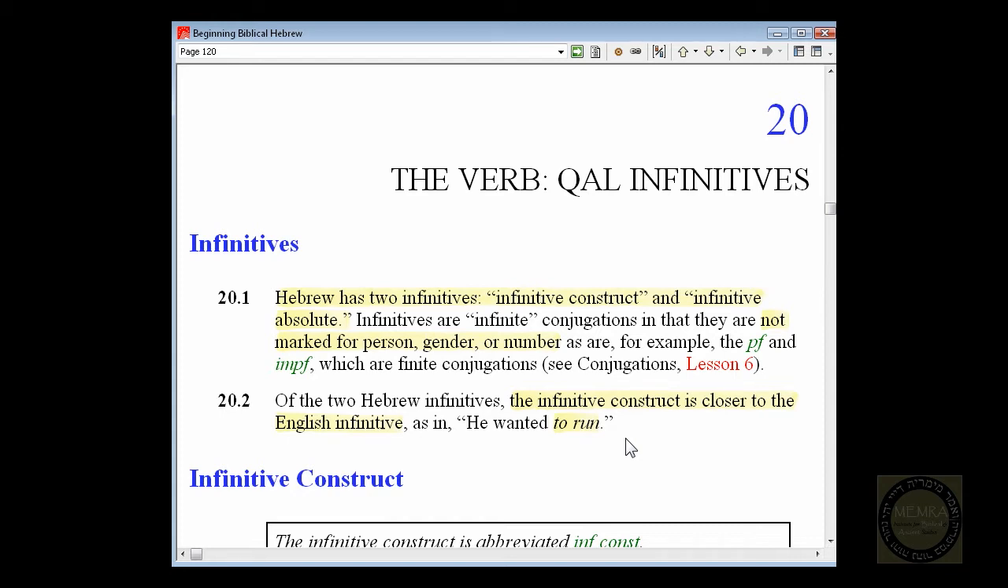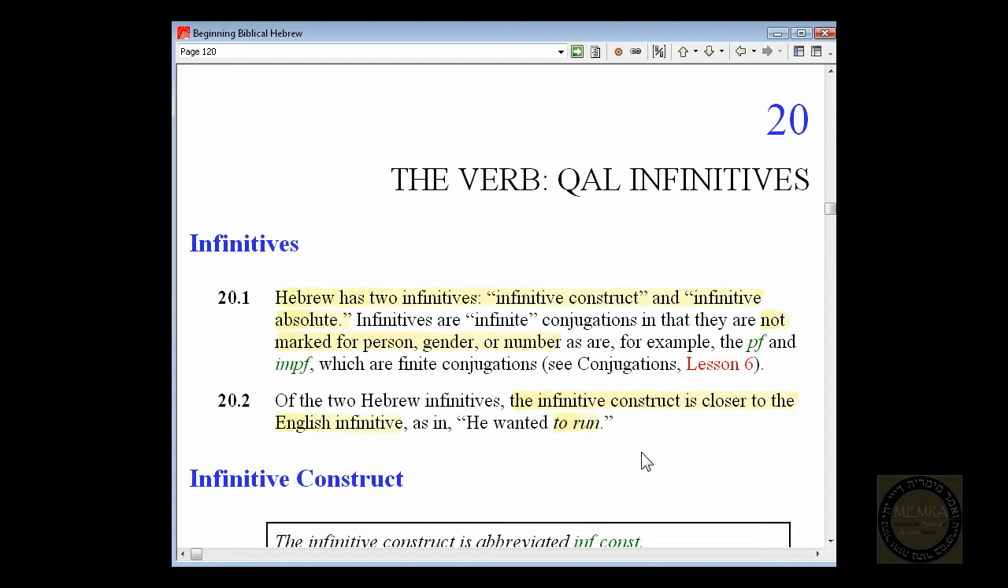These are not, as Futato points out here in the first paragraph, conjugated things like your regular finite verbs, the regular verbs we've been seeing up to this point, whether it's the Qal perfect or the Qal imperfect. They had person and number and gender. Third masculine singular, third feminine plural, all that kind of stuff. Well, with infinitives you're not going to have that, so there's not a lot to memorize here at all.